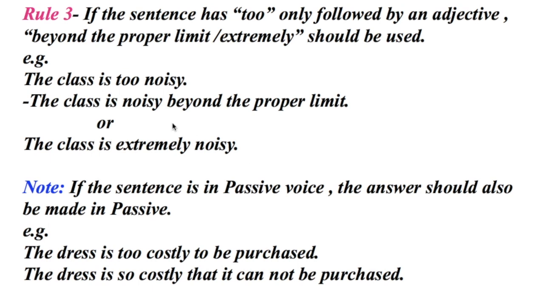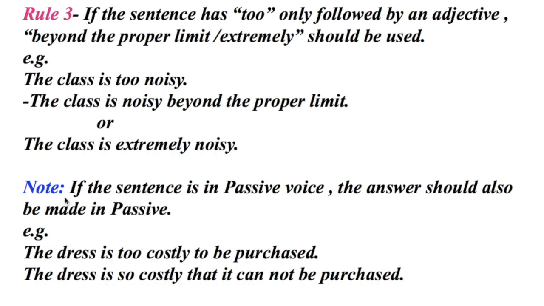For example, the class is too noisy. So here you can see that only too has been used and there is no use of to. So here this too is going to be substituted by beyond the proper limit. So the answer is the class is noisy beyond the proper limit, or the class is extremely noisy.